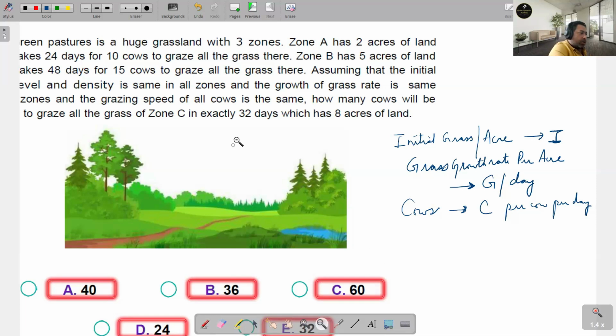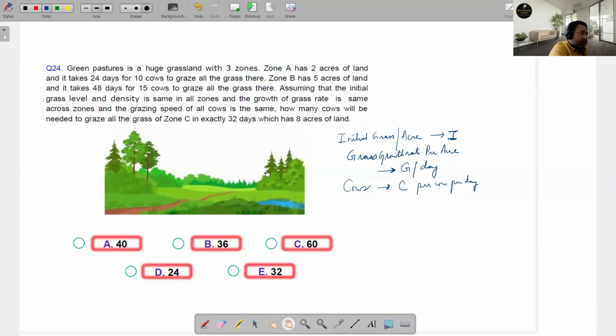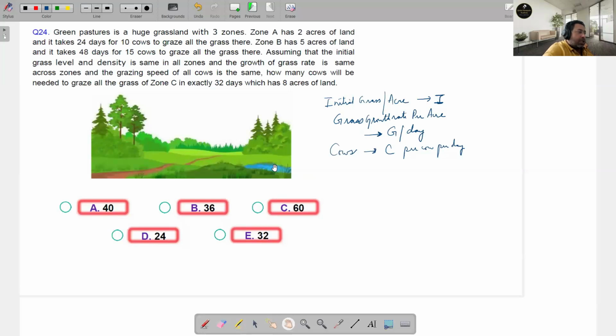I'll need to make this a little smaller so that we can have more working space here, and we can refer to the question also. Now let's look at zone A. Zone A's initial grass will be, this is initial grass per acre, so it will be 2I because it's 2 acres of land. That's the initial distance of the two cars. Plus, how much did the grass grow? The grass grew for 24 days because as long as the cows are eating, it's growing, right? So it will be 24 days into 2 acres, 2 into G. This was the initial grass, and this is the growth of the grass.